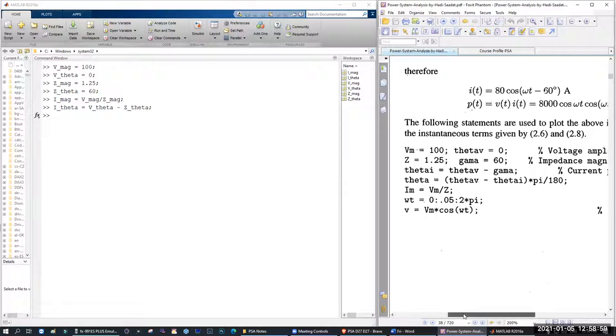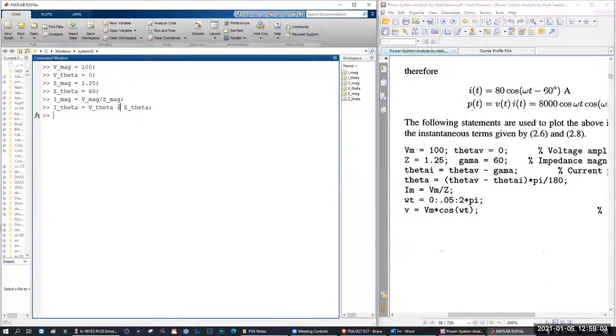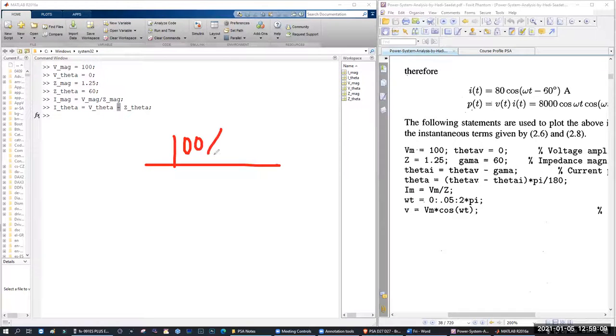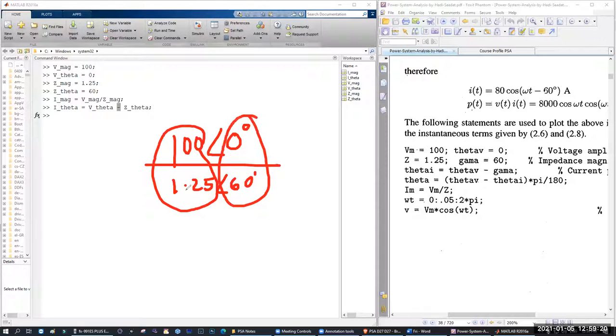Sir, why have you given minus? This minus? Yes, sir. I just explained. If you divide 100 angle 0 degree and 1.25 angle 60 degree, these two are divided and these two are subtracted. That's why I have given minus. Okay? Yes, sir. Okay.